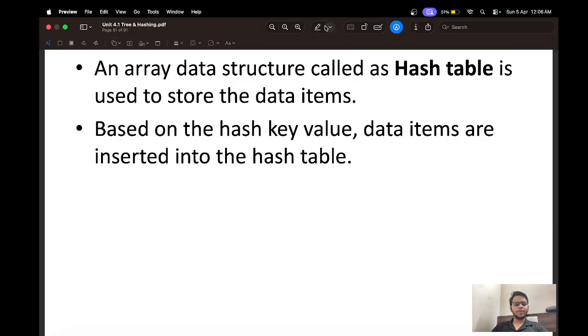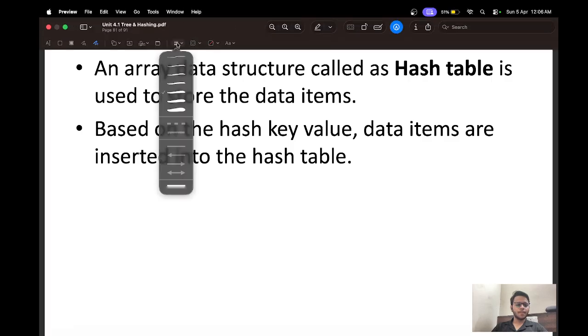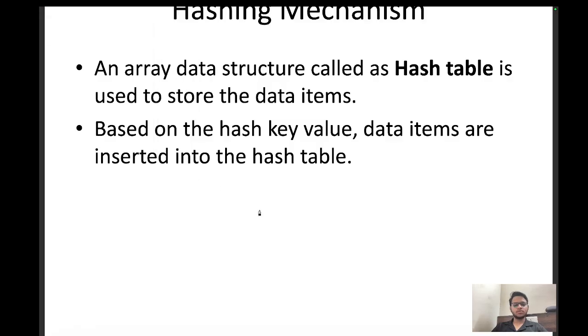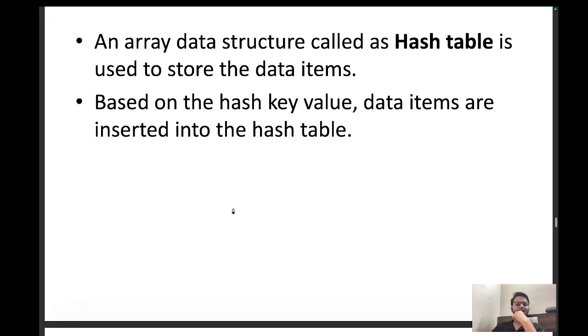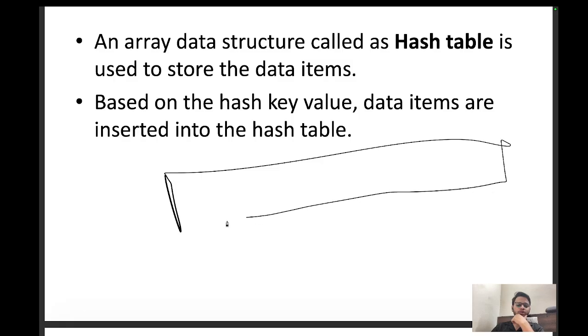I will take one pen from here. Basically, if we consider a hash table, then we make an array like this. We can have as many elements in the array as we need. That number of elements would be decided from the question which you are solving.